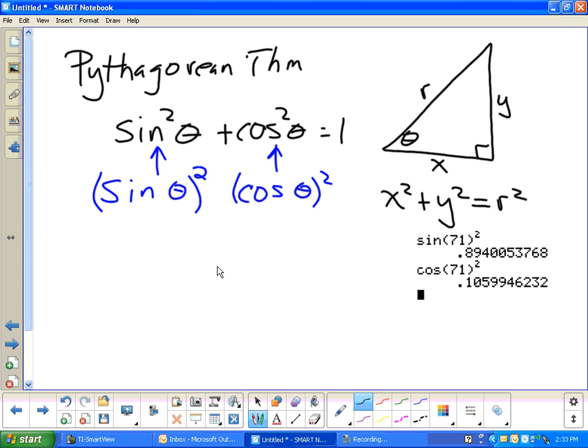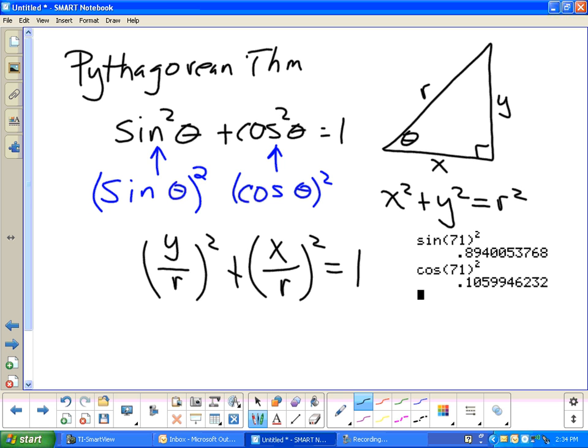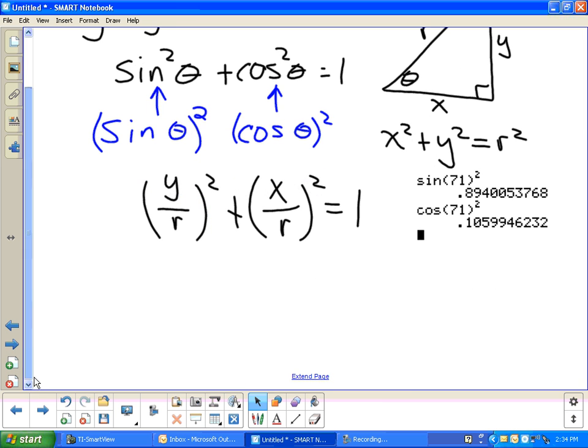I want to show you that this works. So, we have sine squared. What is sine squared? Well, it is y over r quantity squared, right? And what is cosine squared? Well, that's x over r quantity squared. And I claim that equals 1. Okay?